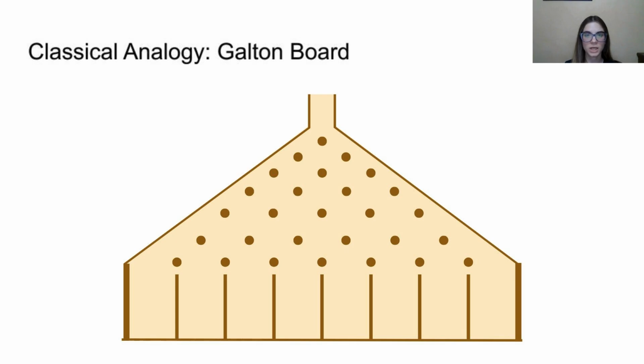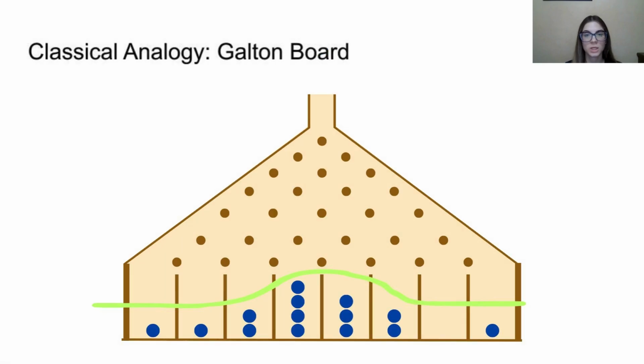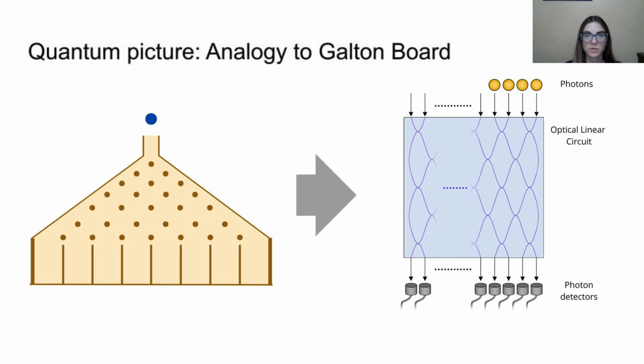To understand boson sampling, let's begin with an analogy, the Galton board. You drop balls and they bounce left or right as they hit the pegs, eventually falling into different bins. The distribution of balls across the bins depends on the classical probabilities of the path the balls take. This Galton board is like a classical analogy for what happens in boson sampling.